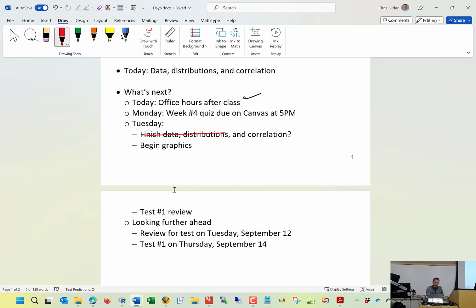So on Tuesday, we will continue in this graphics section. We will also do a test number 1 review. We have our tests on Thursday. I don't know why I put that as looking further ahead. It's right there. So any questions? Okay, that's all for today.